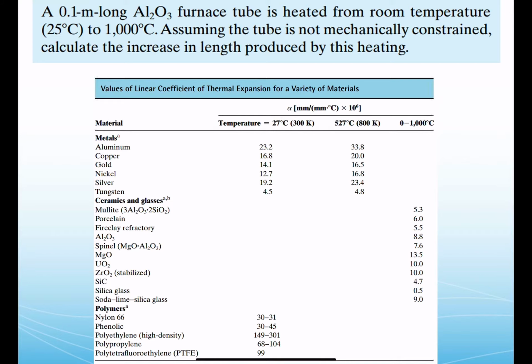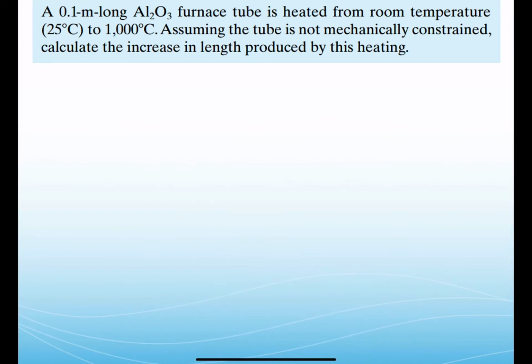So we are to apply that alpha equation that we saw a moment ago. Again, that alpha equation was alpha equals 1 over L dL by dT, the change in length per change in temperature. Okay, so take a minute to try this question and resume the video when you've had a chance to evaluate your answer. We'll see what you got.